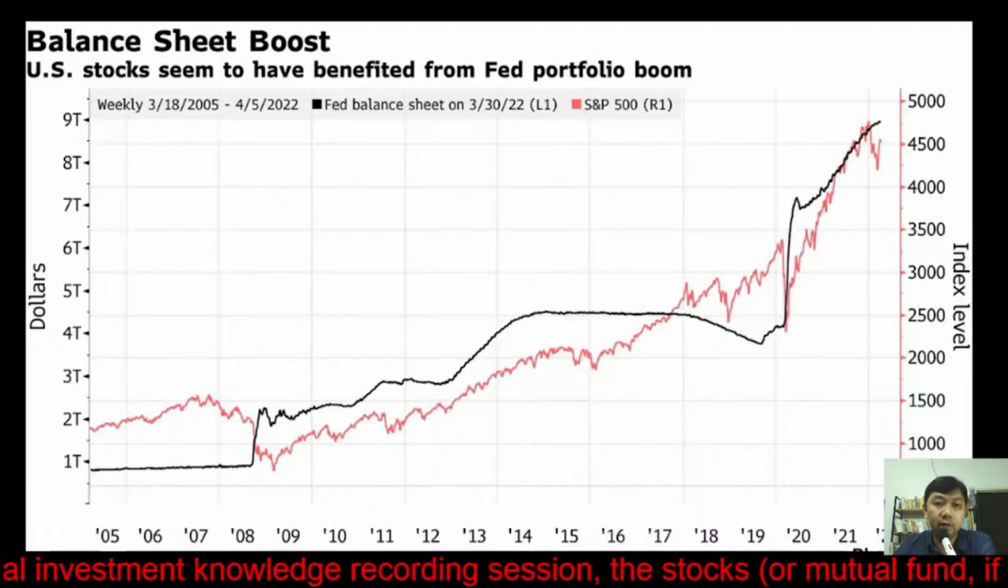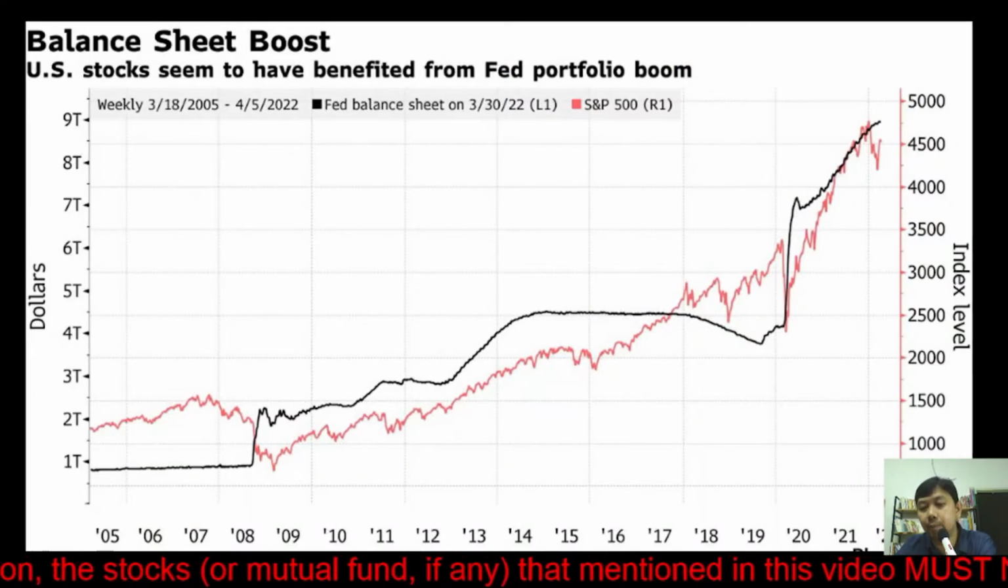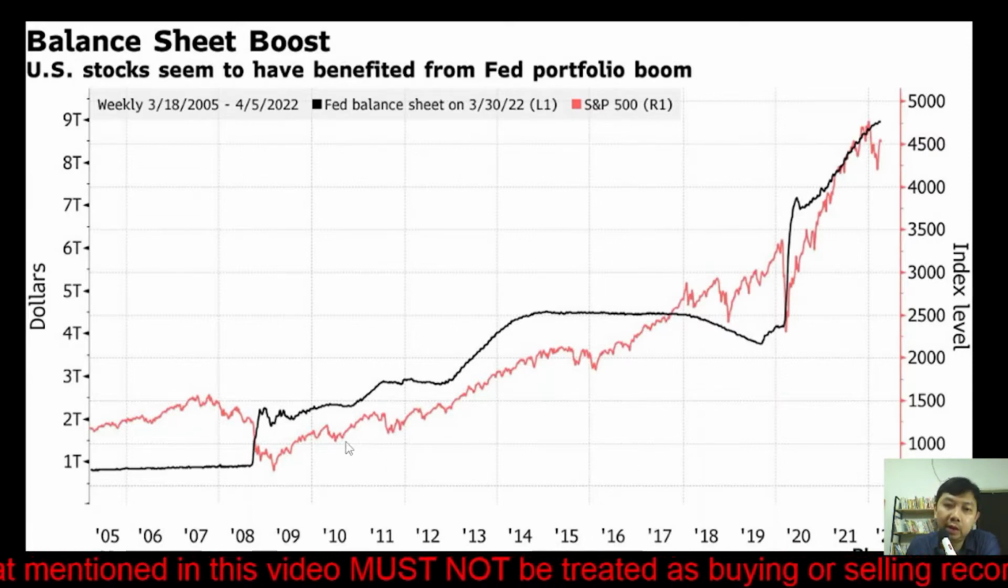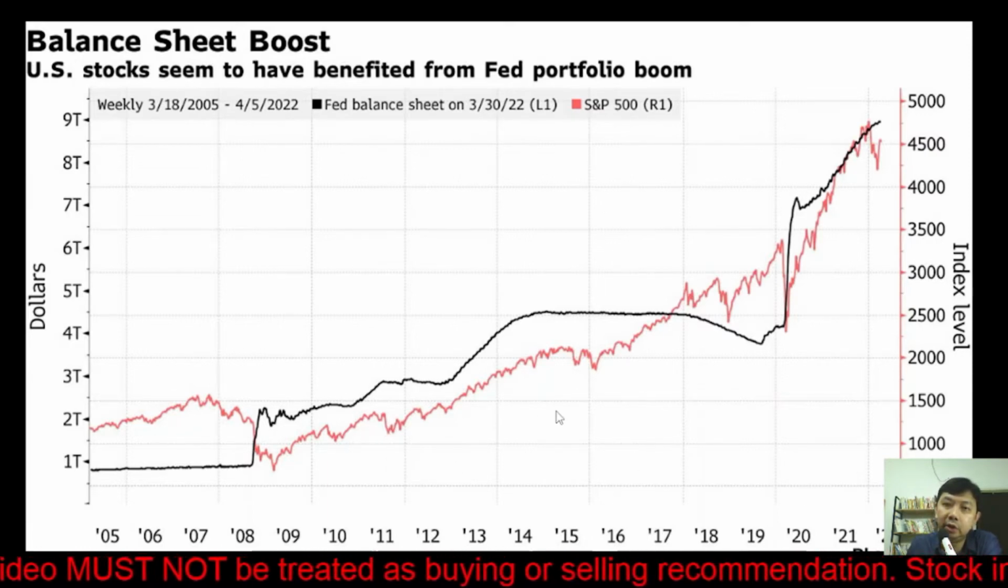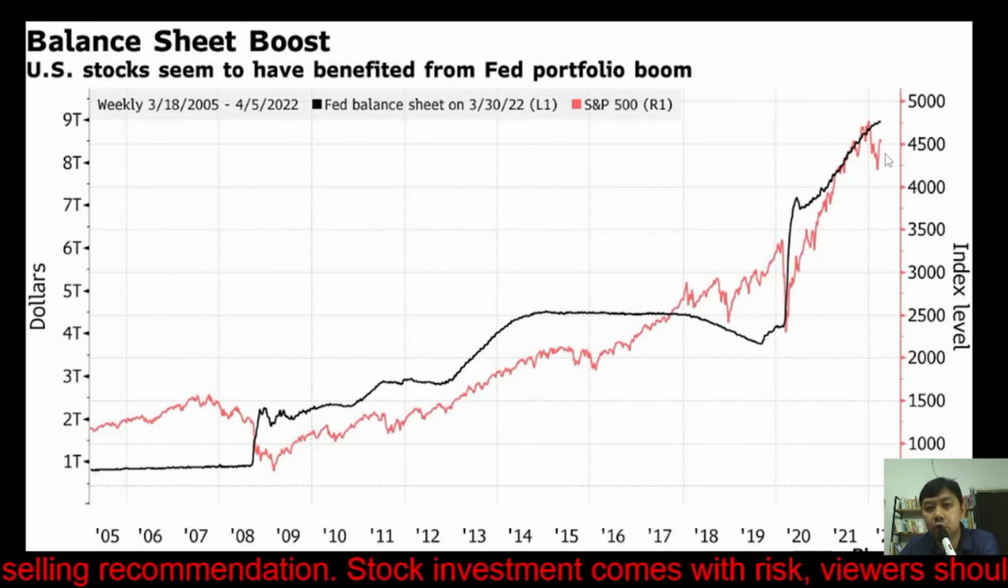Okay. So first we need to go through the balance sheets for the Federal Reserve and the S&P 500. They are both correlated, moving in up trends. When the balance sheet is moving up, the S&P is moving up as well. How do we make the balance sheet move up?